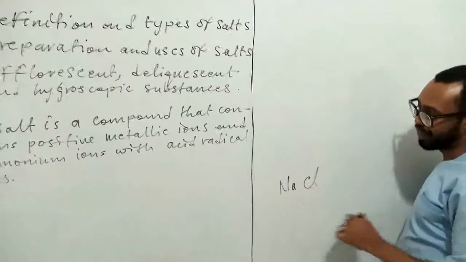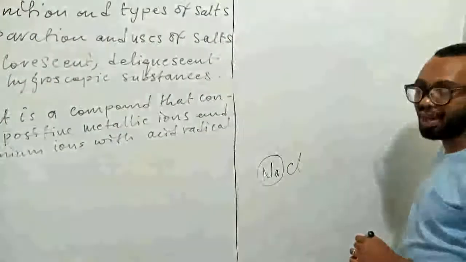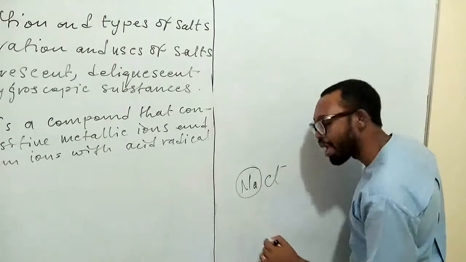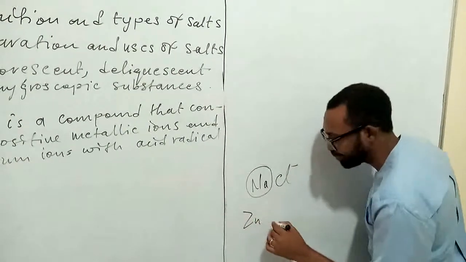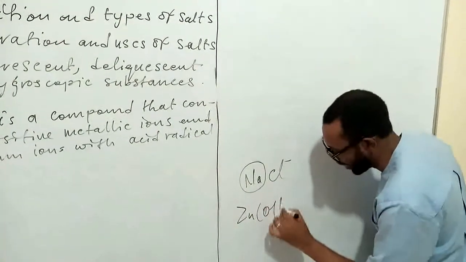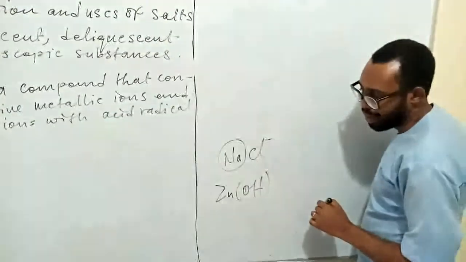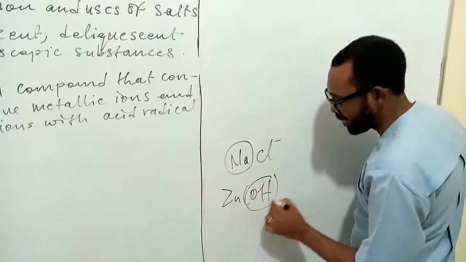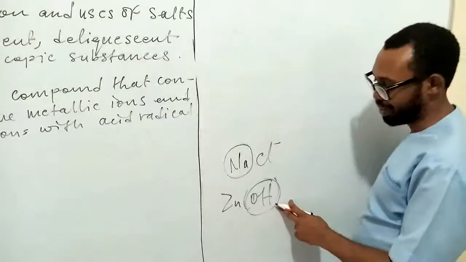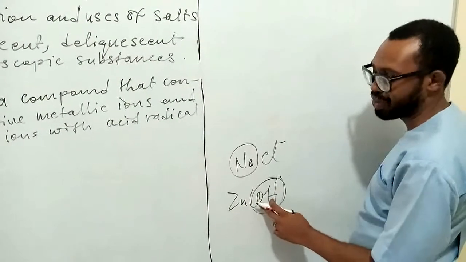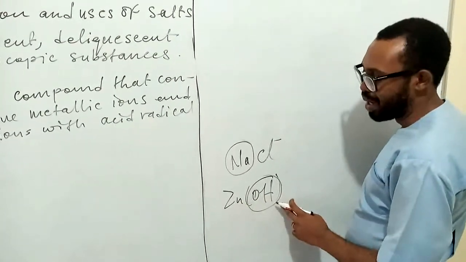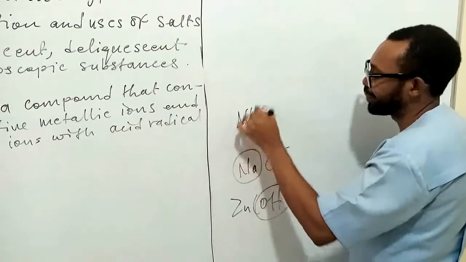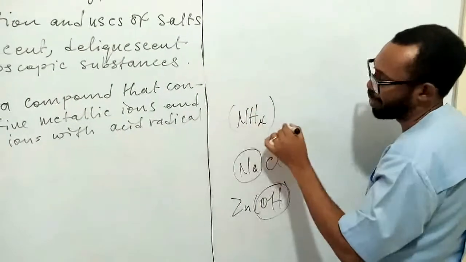So if I have NaCl, as far as it contains a metallic ion and it contains a radical, it is a salt. If I have, let's say, Zn(OH)2, this is not a salt because of the hydroxide ion. Rather, this is a base. It is zinc hydroxide.